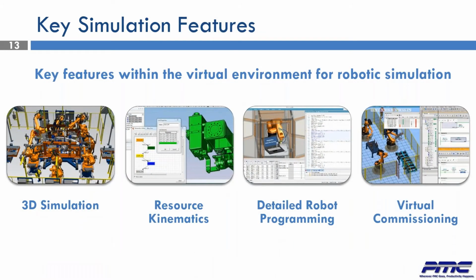Here I'm giving an example of the main features of robotic simulation. The applications allow us to analyze processes within a 3D environment and create 3D simulations. We have the ability to create kinematics for mechanical devices, machines, and grippers, such as opening and closing clamps, welding guns, and cylinders. We're able to create all the robot offline programming.